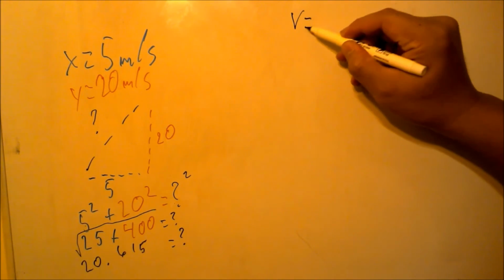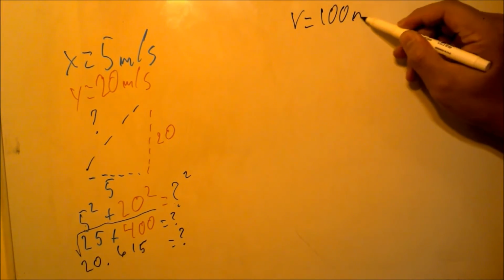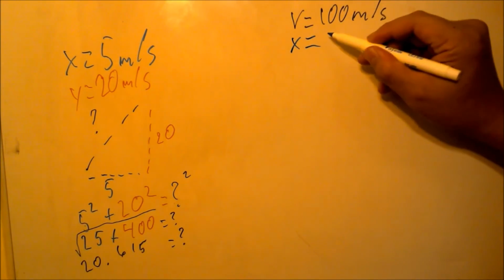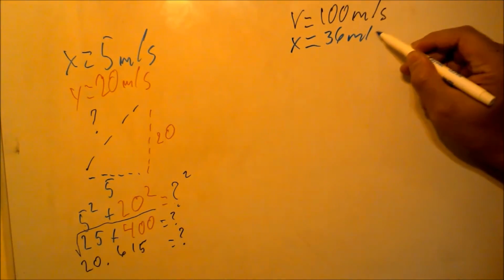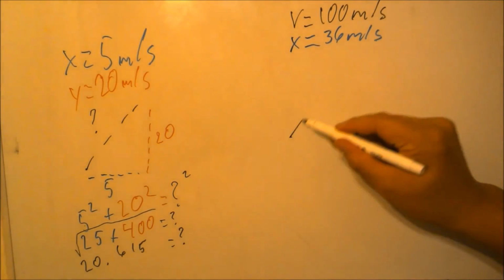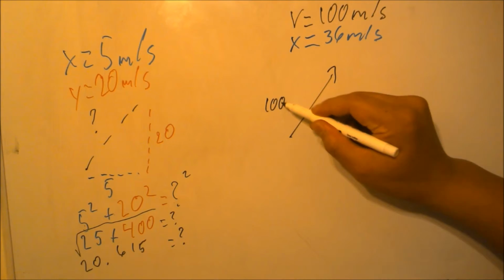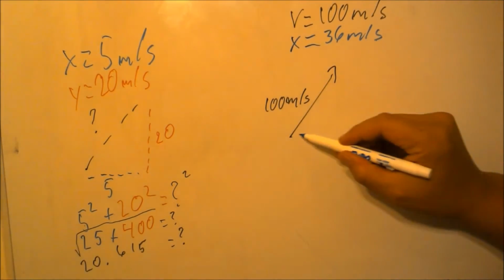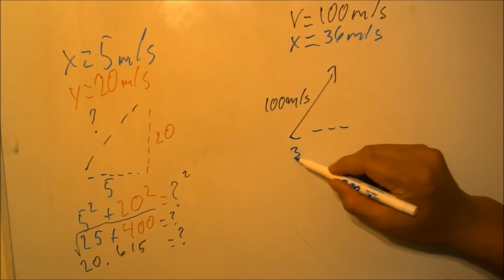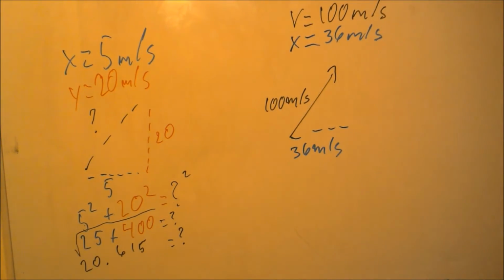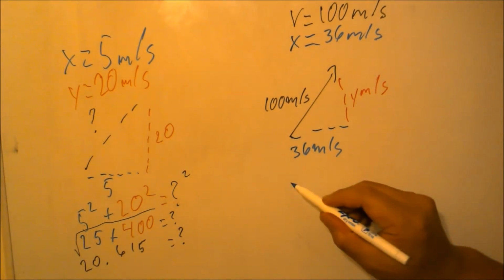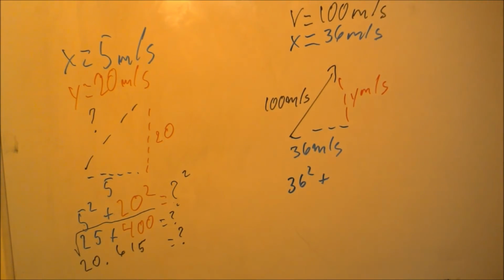And now, what if they give us the vector and one component. First we'll draw out the vector, 100 meters per second. Then we'll draw out the x, 36 meters per second. And finally the y, which we don't know. We would also use the Pythagorean theorem again. So 36 squared plus y squared is equal to 100 squared.